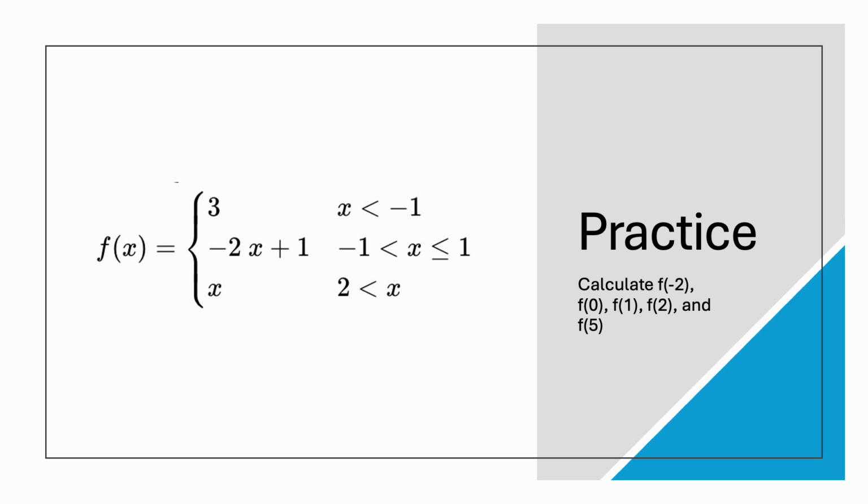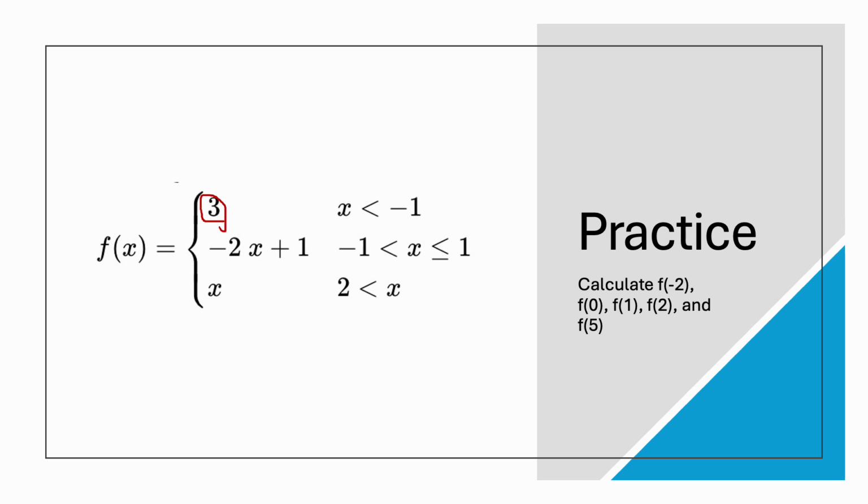All right, so practice. Let's calculate f of -2, f of 0, f of 1, f of 2, and f of 5 with this. So f of -2, let's go through each of the domains. Is -2 less than -1? Yes, it is. So that's just going to be 3. If I have just a number here, that just means it's always going to be equal to that.